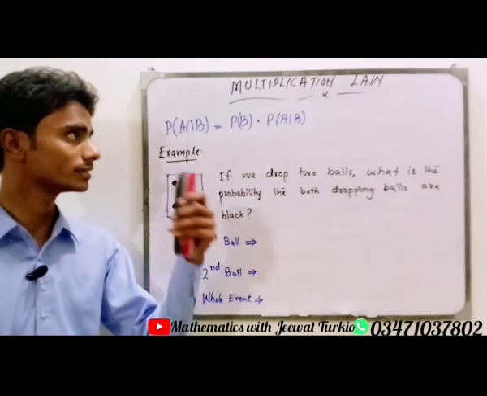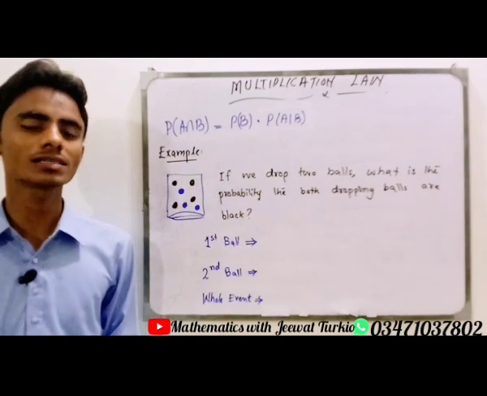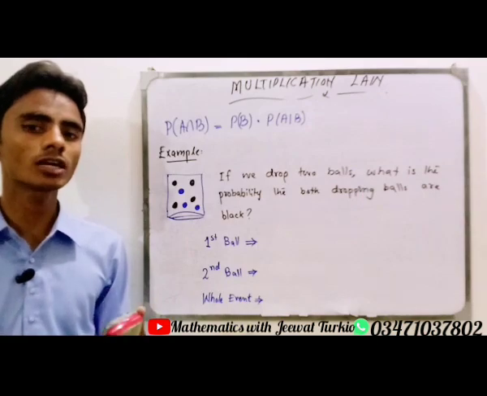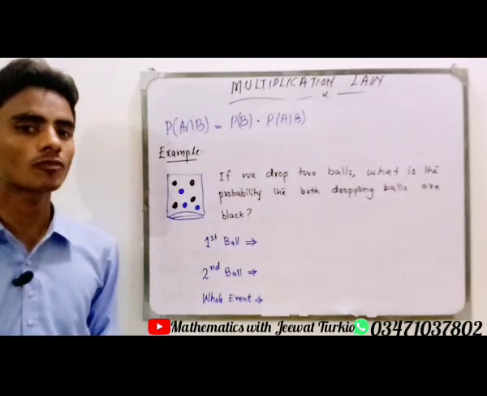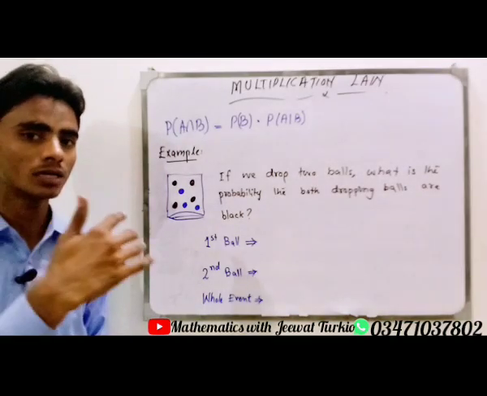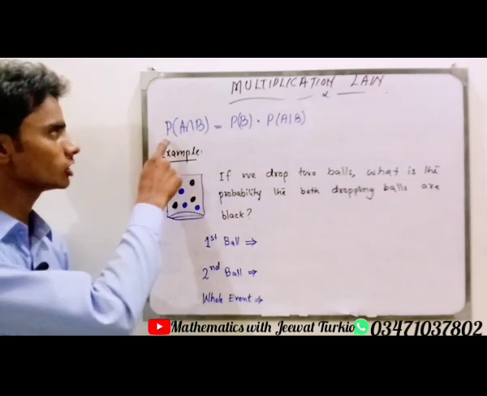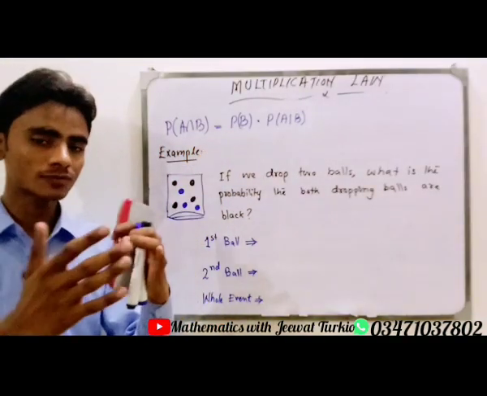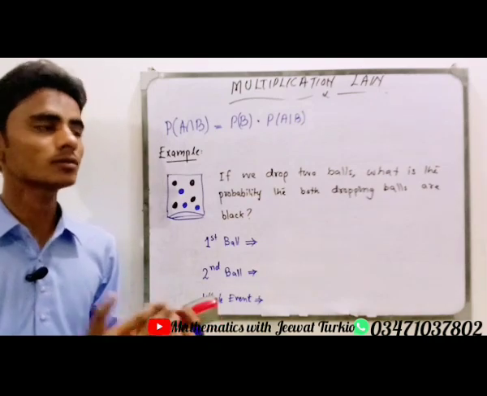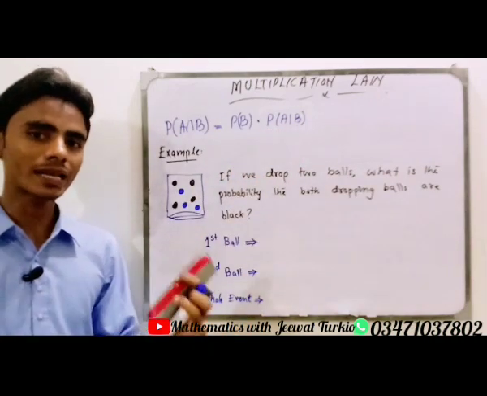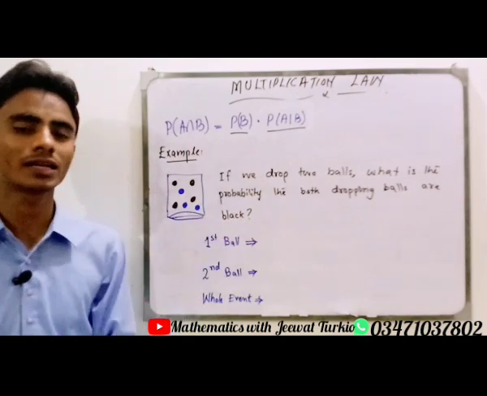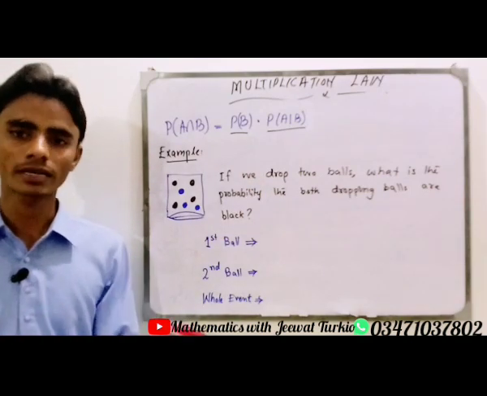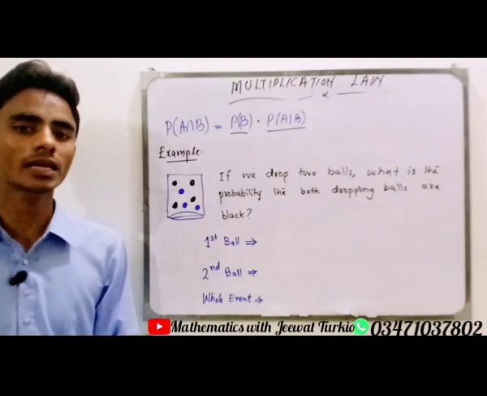Now we will see the multiplication law. The multiplication law is useful when we are going to find the probability of two events occurring at the same time. The formula for such events is the probability of the event that has occurred first, multiplied by the probability of the second event when the first has already occurred. It means the probability of the second event is conditional. Simply we multiply them and find the probability of two events occurring at the same time. For more understanding, we are taking an example.